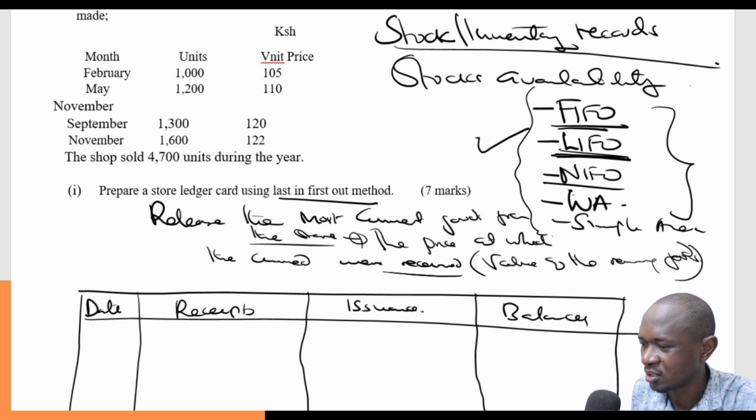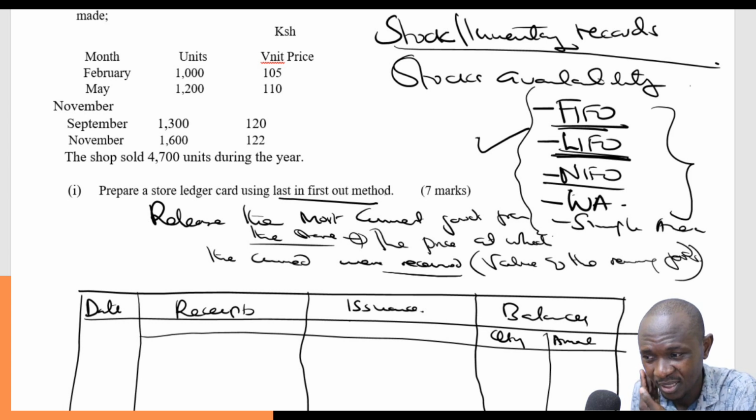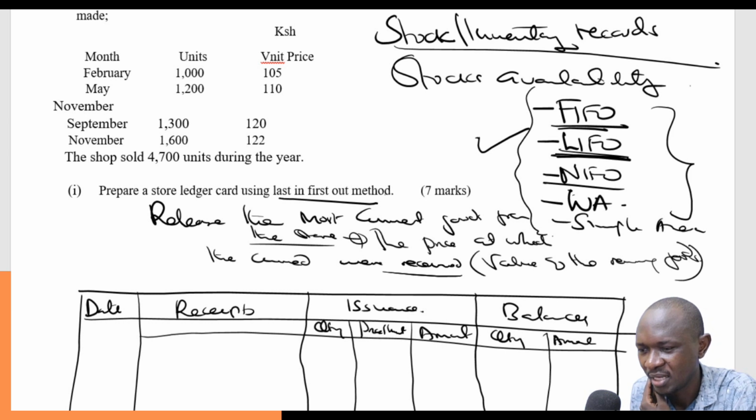That's how it goes. So under the balance we have the quantity and amount. Then under the issuance we have the quantity, the price per unit that we are going to use, and then the amount. And under the receipts we're also going to have the quantity, then the price per unit, and then the amount.